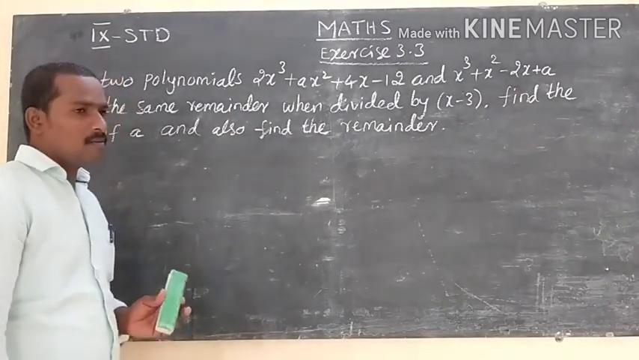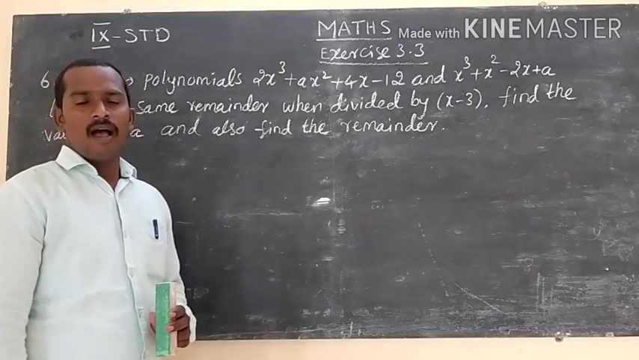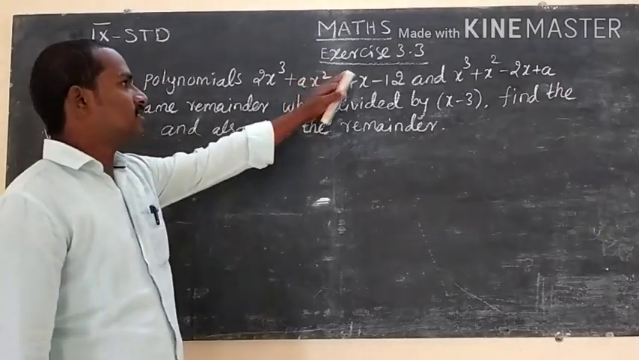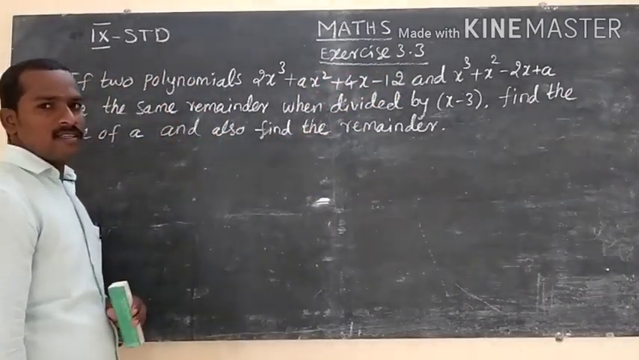Today we are going to see about using the factor theorem and remainder theorem. Okay. So exercise 3.3, the first 5 sums we have already discussed.